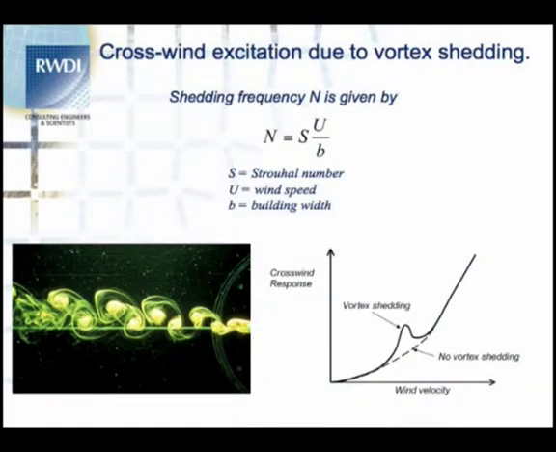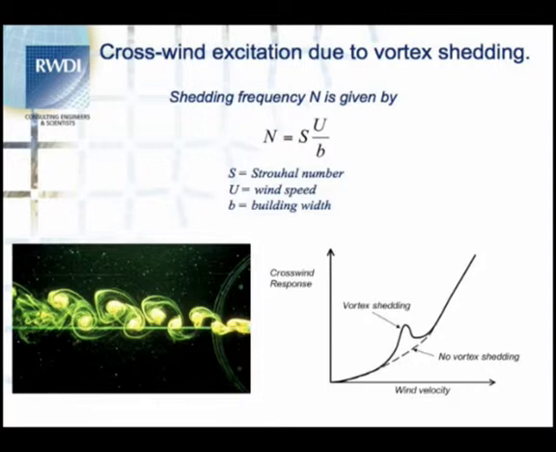One of the main problems on high-rise or super tall buildings is vortex shedding. The shedding frequency of vortices is related to the wind speed, the Strouhal number of the body or the floor plan you're looking at, and the width of the building. In the plot on the lower right, you see two curves, a dashed curve, which is the response of the building if there were no vortex shedding, and the kind of bump you see on the plot is the vortex shedding response.